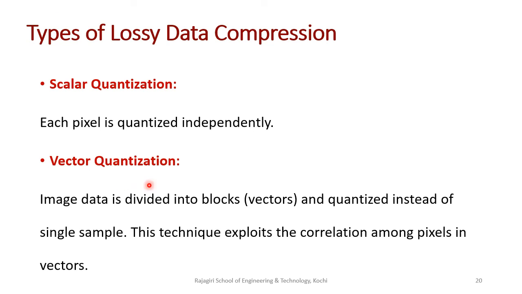In vector quantization, your image data is divided into blocks or vectors and then quantized instead of a single sample. So this technique uses the correlation among the pixels in an image.